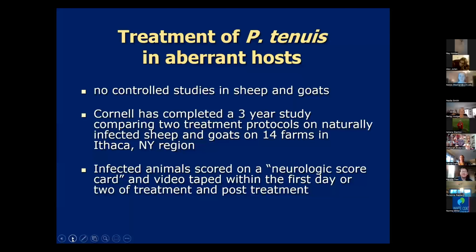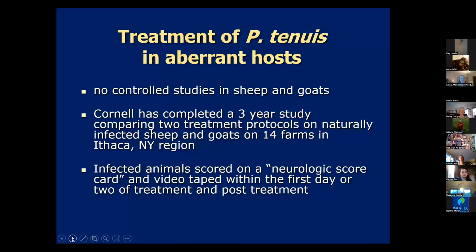I'm sorry. Okay. And so up to a few years ago, there'd been no real controlled studies in sheep or goats. We did, at Cornell, we did do a 3-year study. It was an informal study, but it did involve a lot of farms. We actually worked with 16 farms, maybe as many as 16, but some of the farms said that as soon as they enrolled in the study, it was great. They stopped having issues with deerworm. So not all the farms had animals with deerworm during the study.